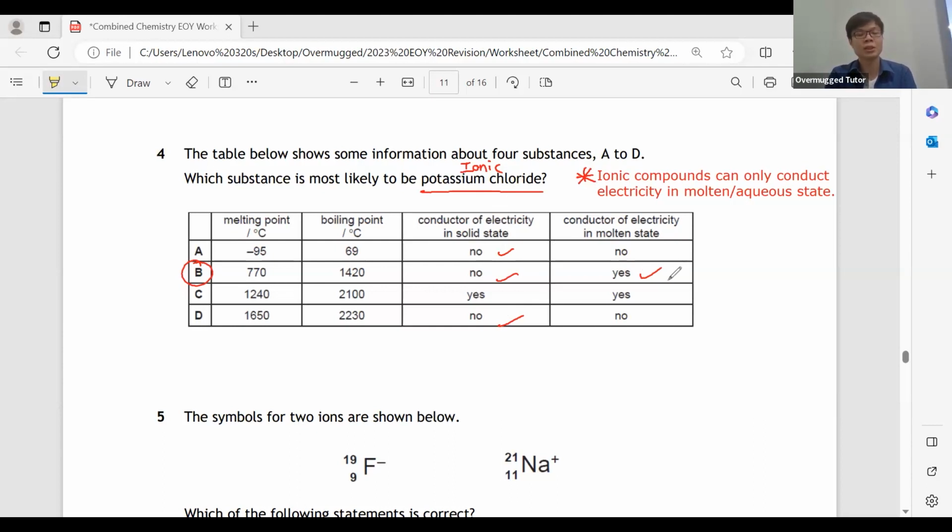Yeah. Right, so as you can see, school exams will try to trick students. Yes, ionic compounds have a high melting point, but a lot of substances have a high melting point. Right, there's an overlap. It's not conclusive enough. You need to look at the electrical conductivity. There's no overlap for this. The moment you identify this, that is a confirmed ionic compound. That's a shortcut.